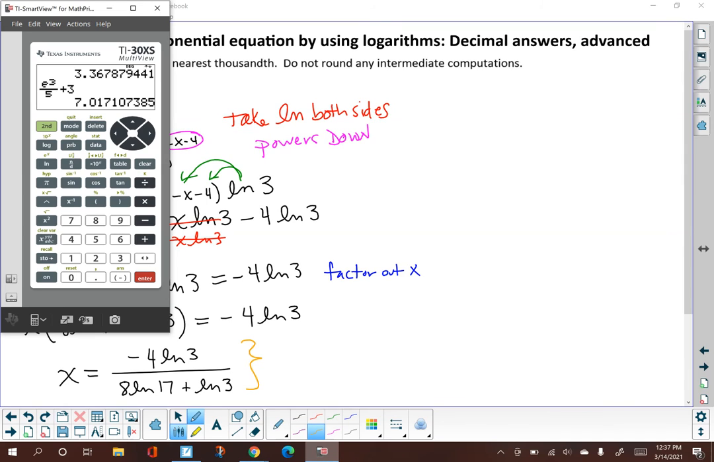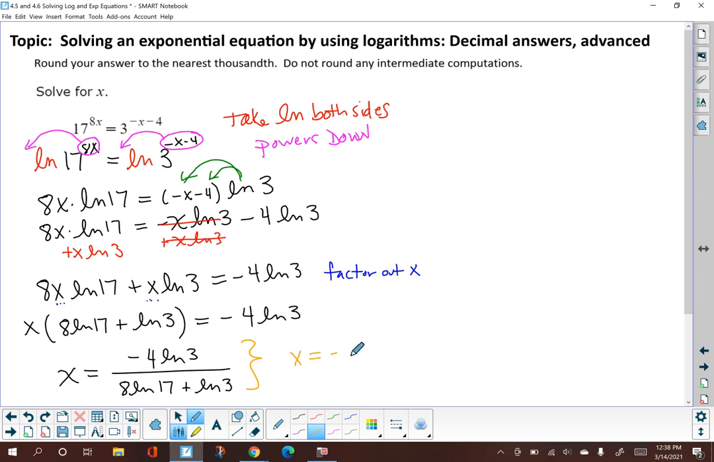So I use my little fraction button: negative 4 natural log of 3 over 8 natural log 17 plus natural log 3. I didn't close the parenthesis on the top. That's not going to affect it, but I'll go ahead and do it. All right, so here we get our answer. Oops, negative. It told us to round to the nearest thousandth, so I need to keep 3 decimals. So negative 0.185 is our answer.